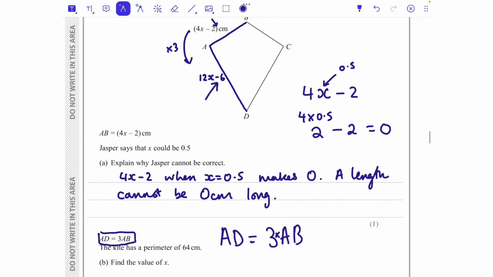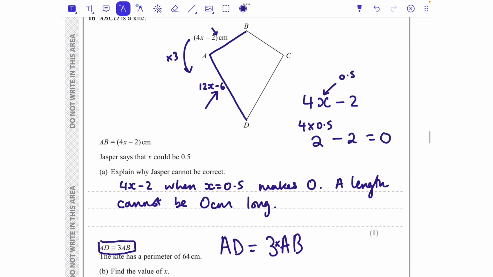And then it says the kite has a perimeter of 64 centimetres. So we now know that if this side is 4x minus 2, this side is also 4x minus 2 because it's a kite and it is symmetrical on both sides. And if this side is 12x minus 6, then this side is also 12x minus 6. We've got that line of symmetry down the middle, so we know that both sides are equal.